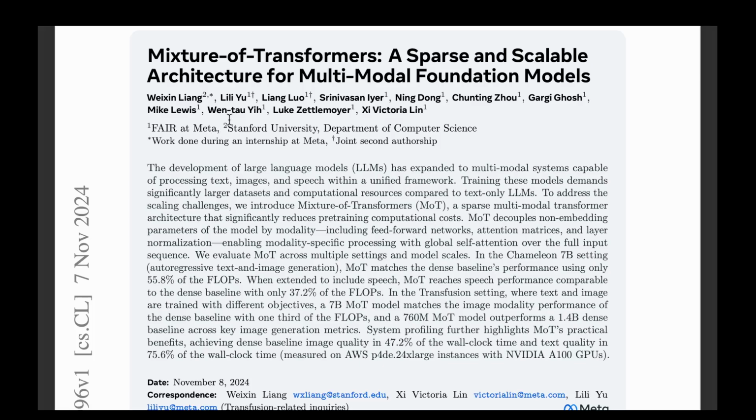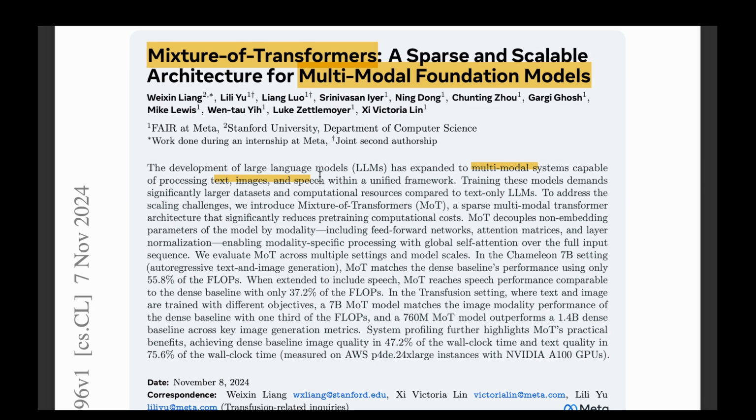The FAIR team from Meta has come up with a mixture of transformers, an architecture specifically designed for multimodal foundation models. The main drawback of transformers is that they were designed for the text modality, but in a multimodal system we have text, images, and speech, and we need a unified framework.